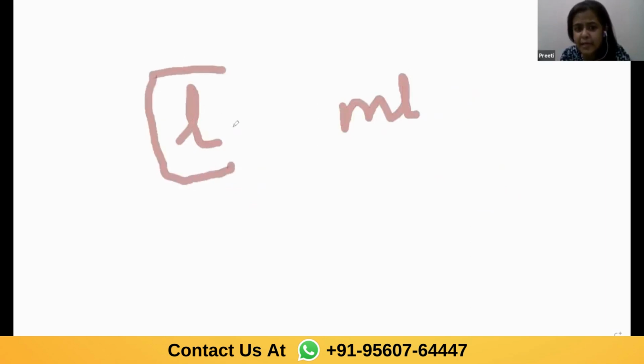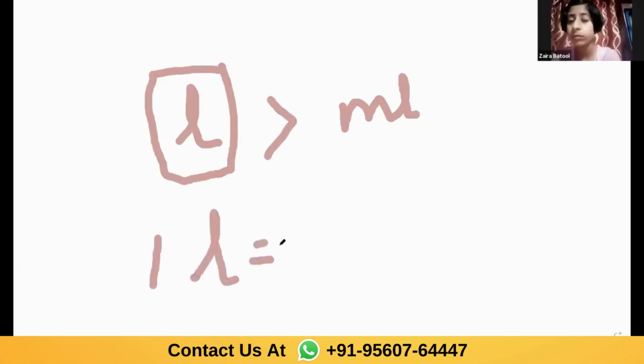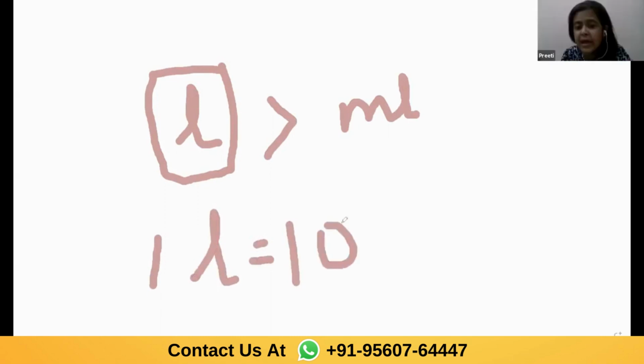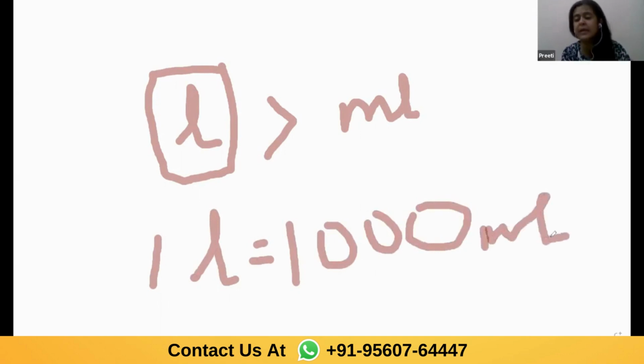Coming to liters and milliliters. Liter is my basic unit. Liter is bigger than milliliter. And how much bigger? It is so much bigger that 1 liter is equal to 1000 milliliters. These relationships between the units tell you how big or how small the unit is.